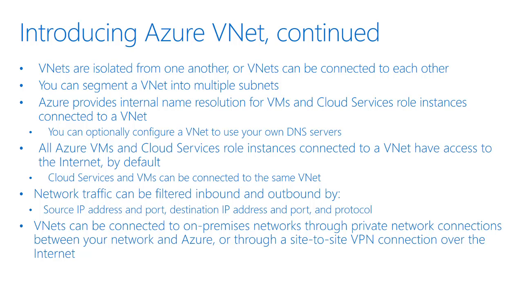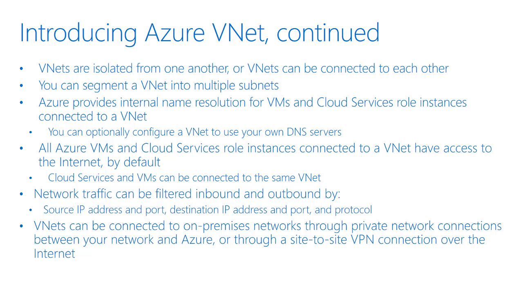VNets can be connected to each other, enabling resources connected to any VNet to communicate with any other resource on the VNet. VNets can be connected to on-premise networks through private network connections between your network and Azure, or through a site-to-site VPN, a virtual private network connection over the internet, which means it will be encrypted. It will be encrypted with IPsec using, I believe, IKE version 2.